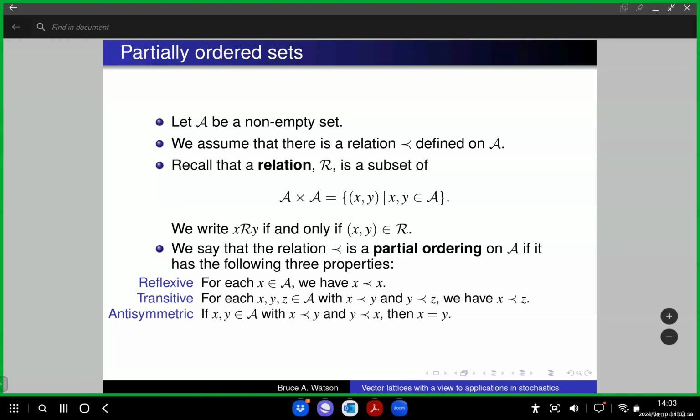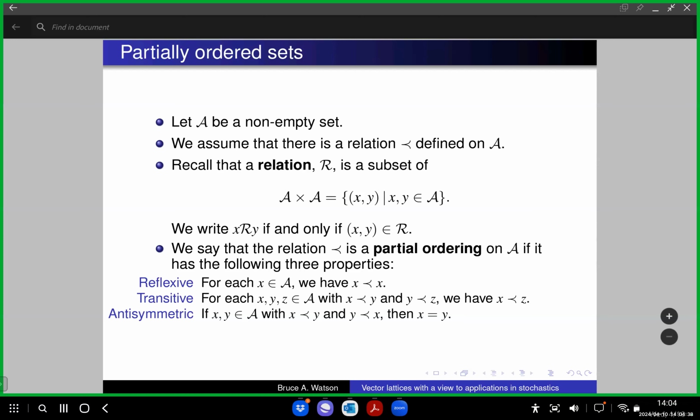And that's indicated by this squiggly less than sign. A relation is a subset of the Cartesian product. A relation on A is a subset of the Cartesian product of A with itself. And we say that X is related to Y if the ordered pair XY is in the relation set. And that is our third bullet point here.